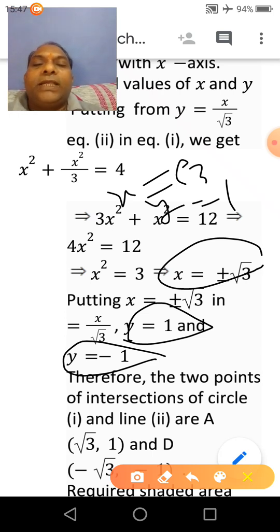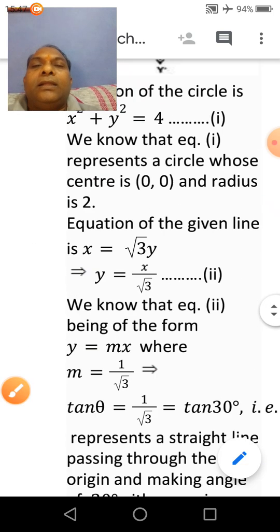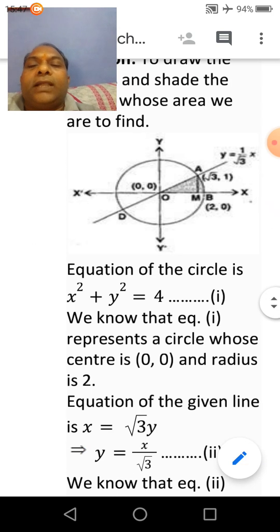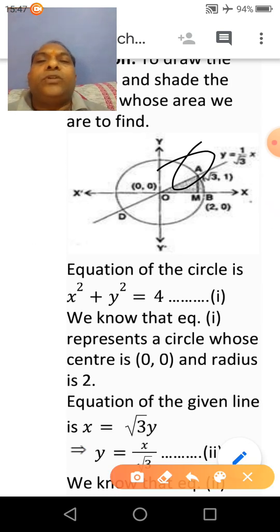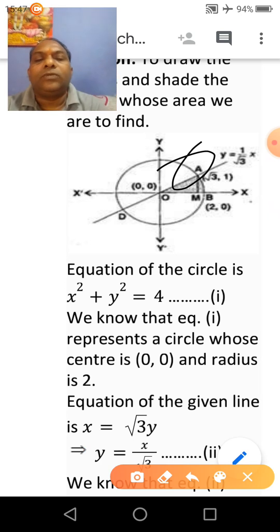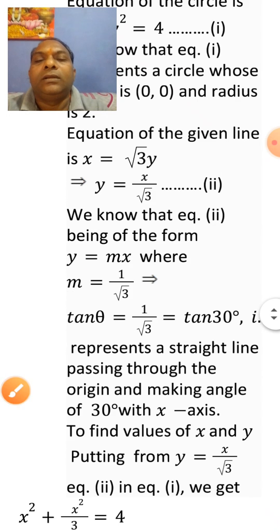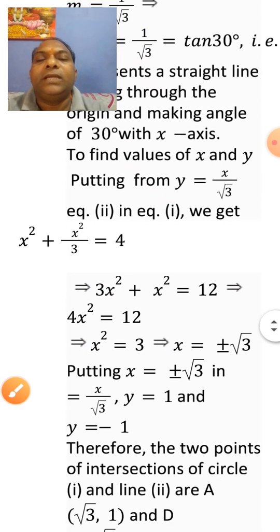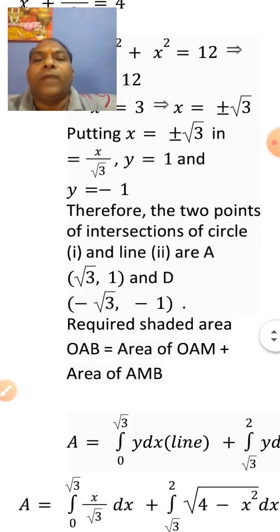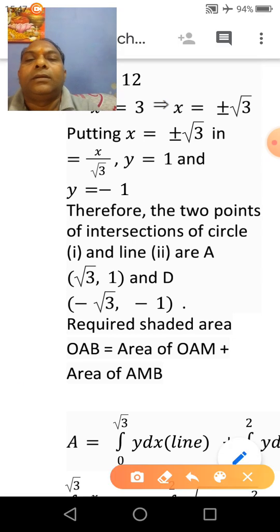Because point A lies in the first quadrant, x will be positive and y will also be positive. So the coordinates of A will be root 3 comma 1. This one.